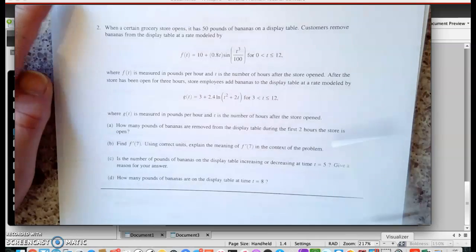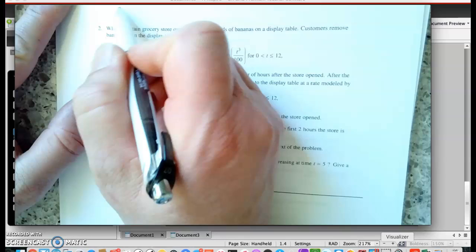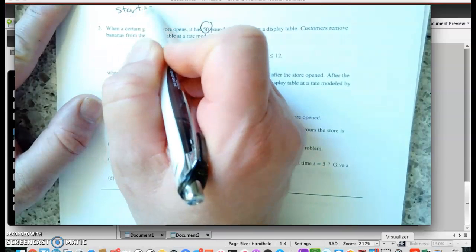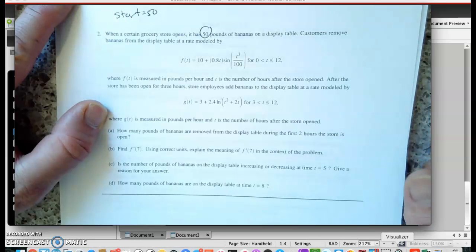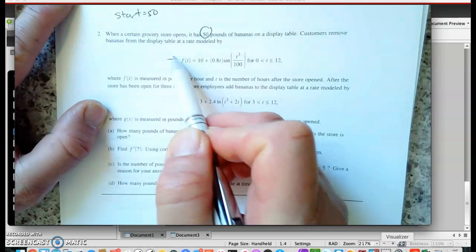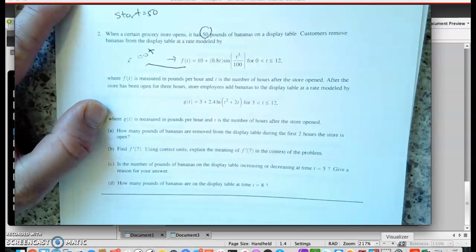A certain grocery store has 50 pounds of bananas on a display table when it opens. That's going to be our start. That's probably going to give me a rate of stuff coming in. Let's see, remove bananas. So this is the rate out. Is of these, and you can see they have it in T.